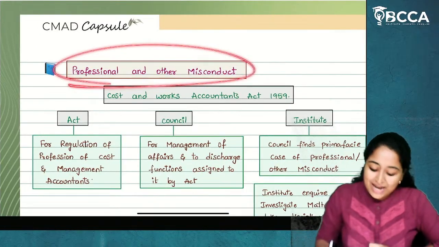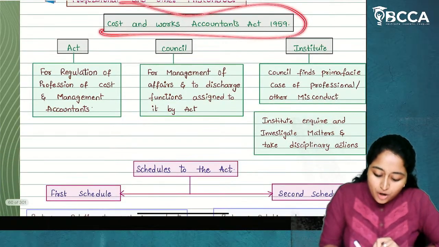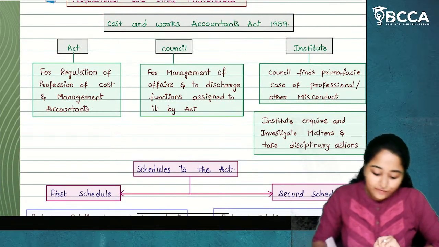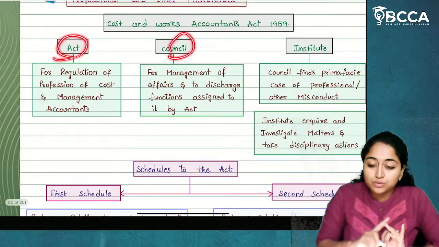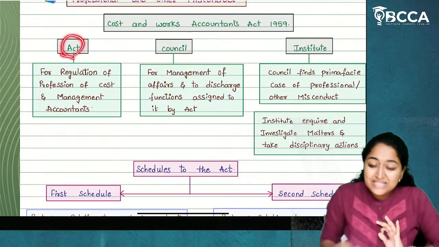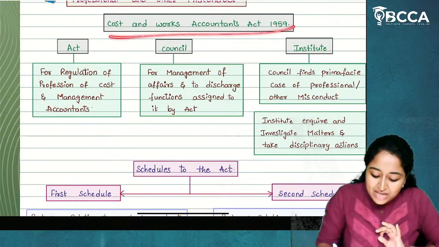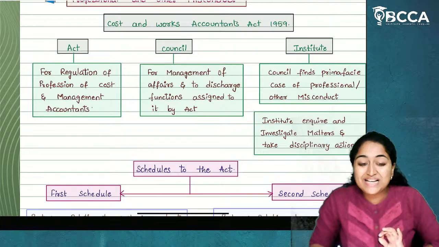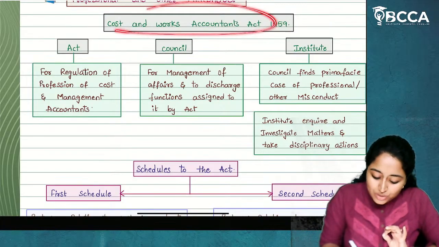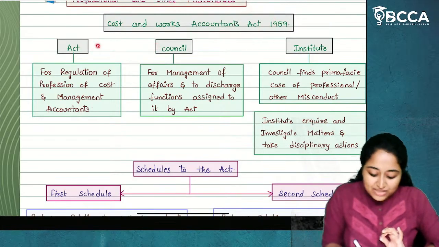Professional and other misconduct. As per the Cost and Works Accountants Act 1959, we have the Act, we have the Council, and we have the Institute. Now, what is the Act? For regulation of the profession of cost and management accountancy, we have an act called the Cost and Works Accountants Act 1959. And through this act, a council has been established.